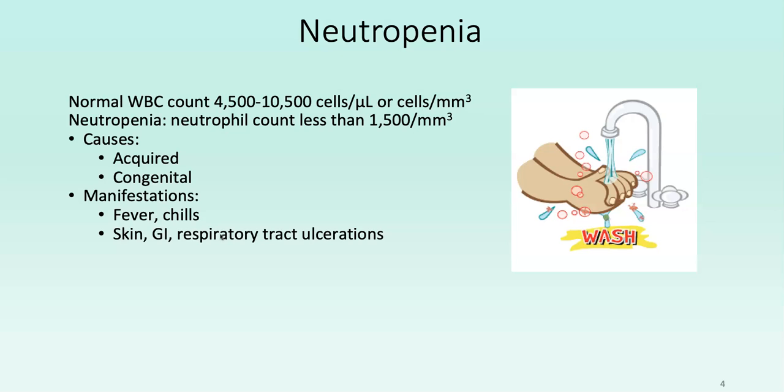Other manifestations in a patient with neutropenia include ulceration in the skin and gastrointestinal tract. These are areas where the neutrophil is present and helps support these barriers as the first line of defense against invading organisms. The respiratory tract is another site where infections can progress faster and become fatal a lot quicker.